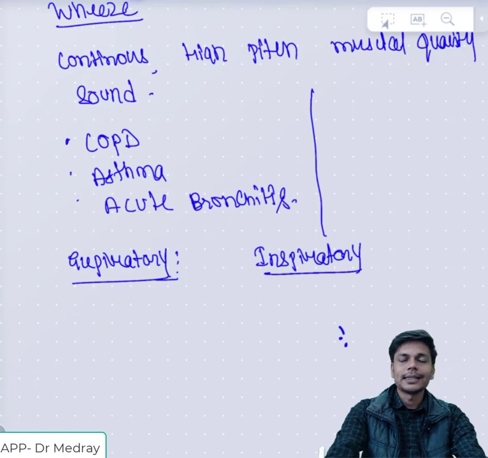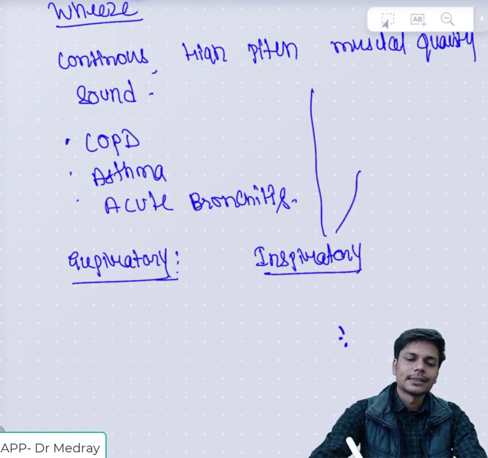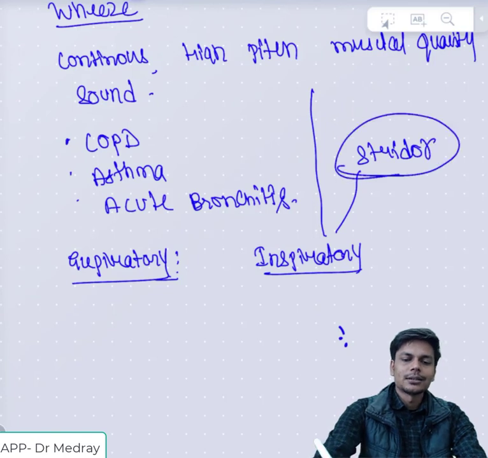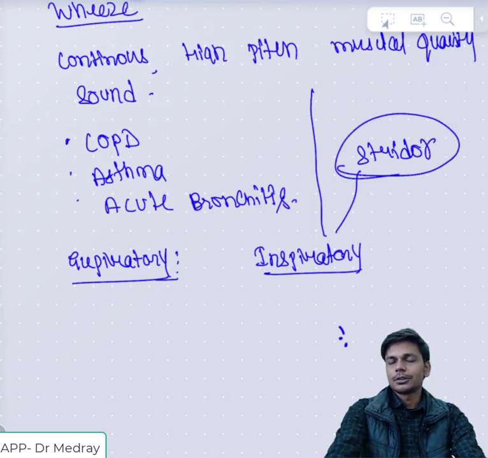If wheeze is occurring during inspiration, we have to differentiate it from stridor. What is stridor? It is produced because of obstruction of the upper airway, like that of the larynx and trachea. Wheeze is produced because of narrowing of the small and medium-sized bronchi. Stridor is basically inspiratory. Wheeze is basically expiratory.